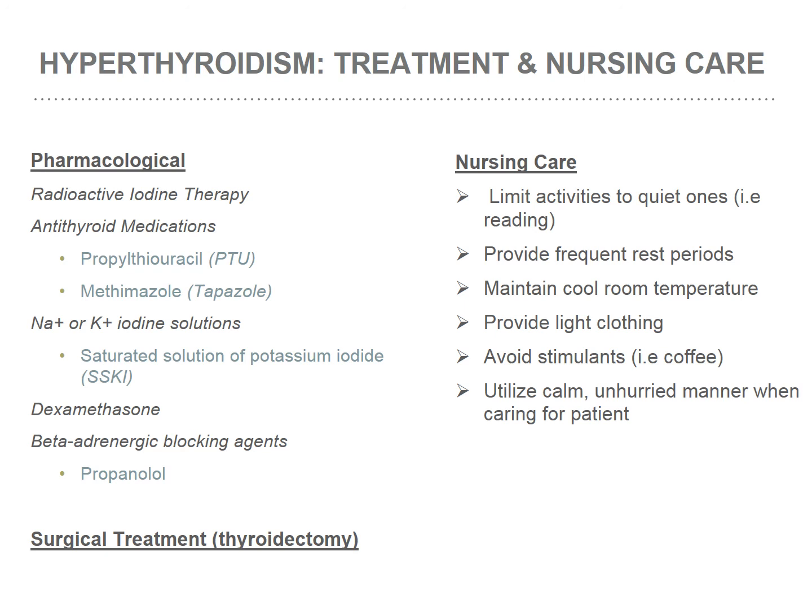Provide frequent rest periods, and that's just because of the increased metabolism. So let their body rest so they can keep up with the metabolic demand. Maintain a cool room temperature because they are intolerant to heat. Light clothing because of the same reason, intolerant to heat. Avoid stimulants such as coffee, because what does caffeine and coffee, those sort of things do? Increases your heart rate and your blood pressure and everything, and these patients already have that. So you don't want them to increase their vital signs even more. So try to avoid stimulants.